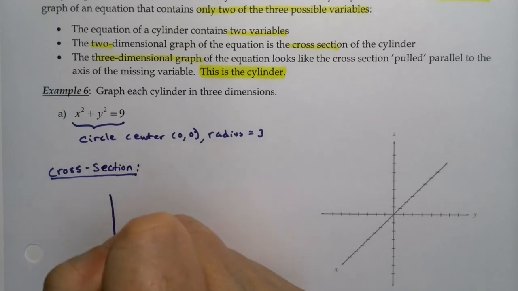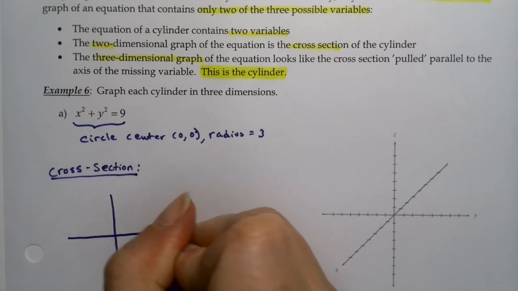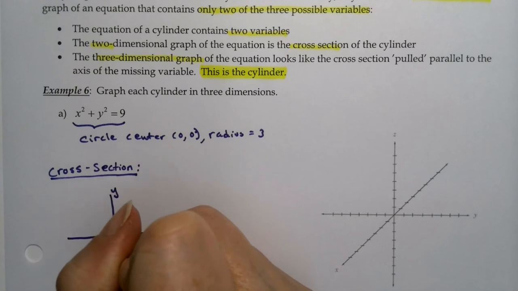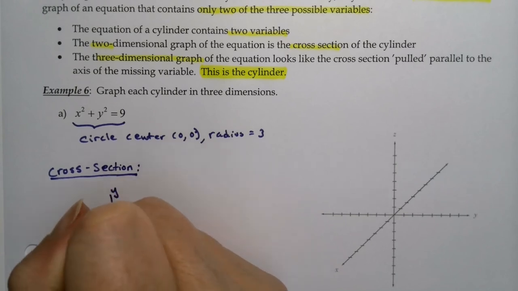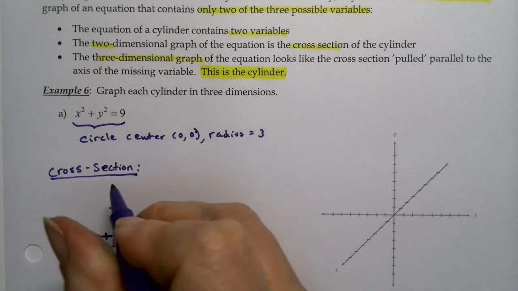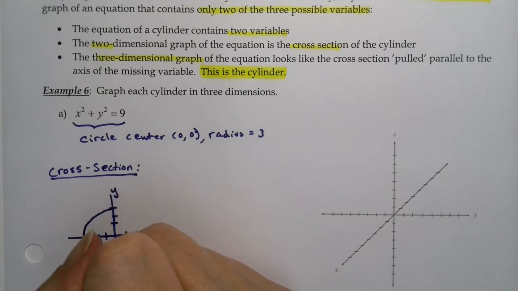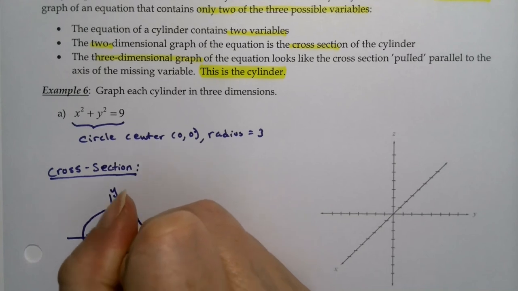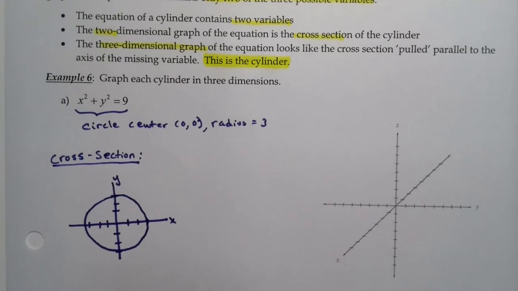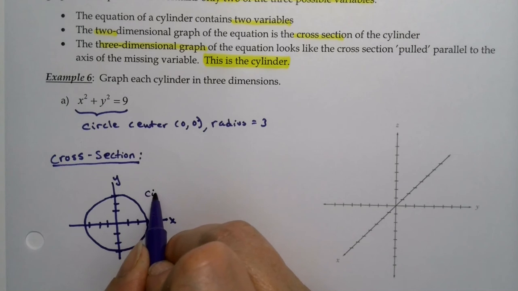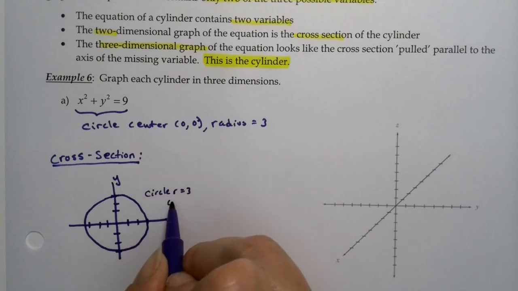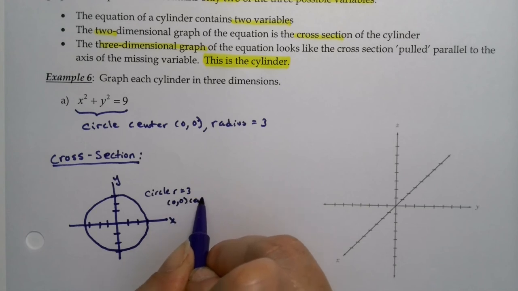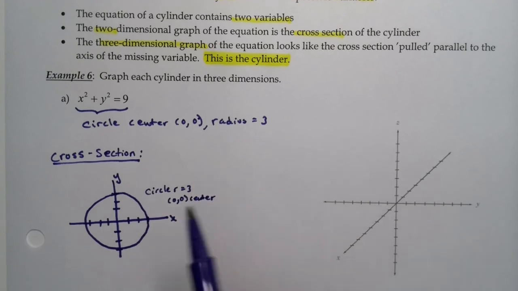All right, so I have my x-axis and my y-axis. 1, 2, 3, 1, 2, 3. This is not the best scale I've ever drawn in my life, because I am not a good drawer, and I apologize. That's a circle. Radius 3, origin at 0, 0 for the center. All right? But that's a cross section.